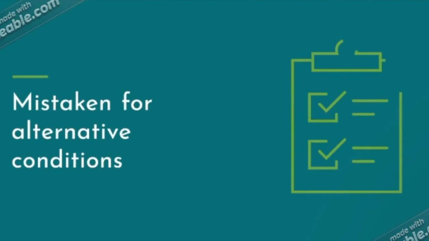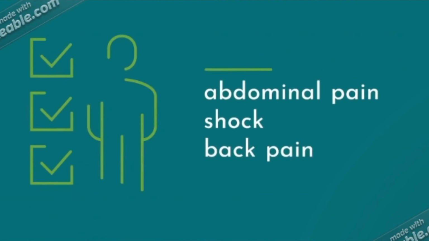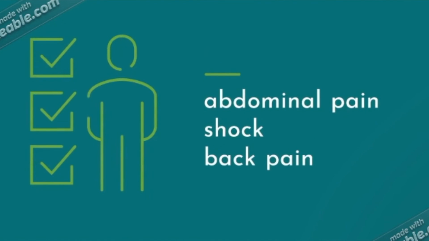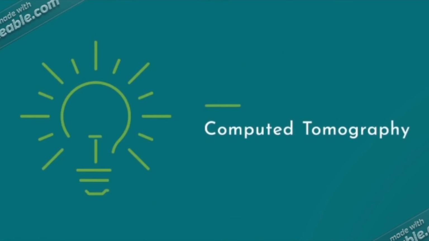Firstly, the modalities of this condition are often mistaken with alternative conditions. This is due to symptoms such as abdominal pain, shock, and back pain mimicking an AAA. This clinical mistake often occurs due to the subtle appearance of an AAA during an abdominal radiograph. In addition, a large portion of the abdominal aorta may not be visible. Therefore, the use of a CT scan can determine the presence and whether or not the AAA is leaking or has ruptured.